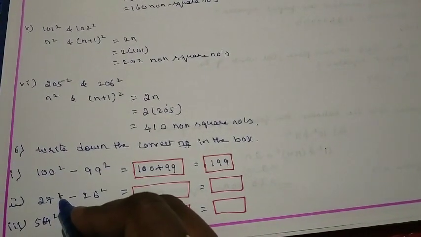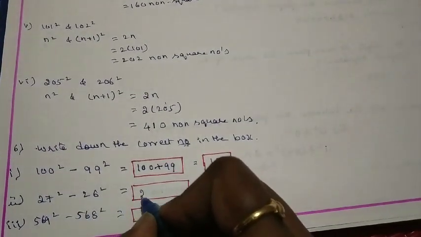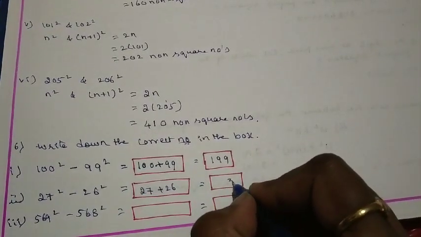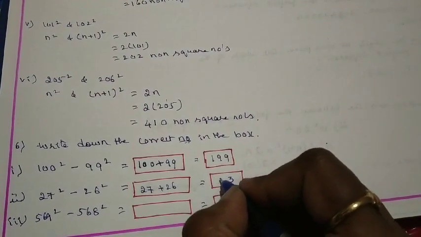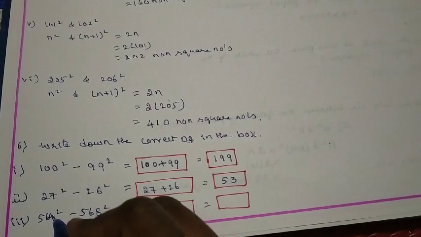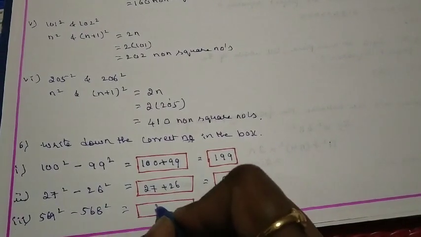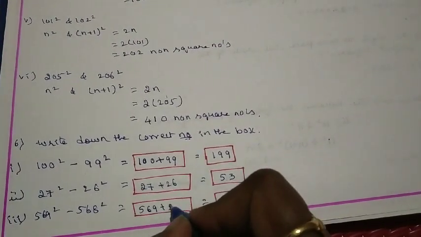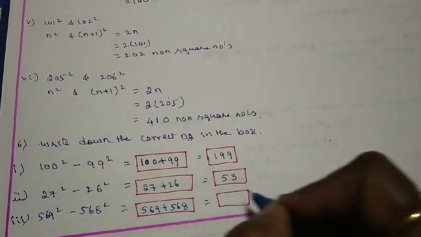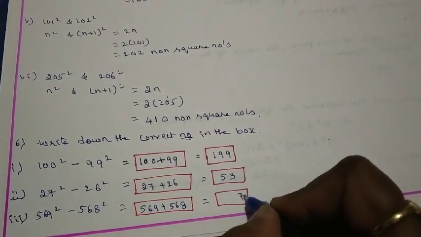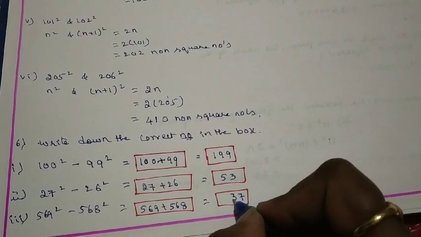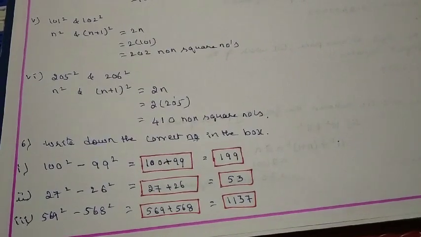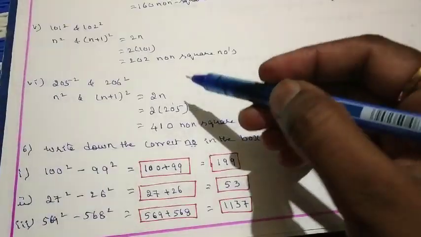The same way, 27 square minus 26 square is nothing but 27 plus 26, that is 6 plus 7 is 13, 2 plus 2 is 4, plus 1 is 5. That is 53. The same way, 569 square minus 568 square is nothing but 569 plus 568. 8 plus 9 is 17, then 6, 12, 13, then 5, 10, 11. So 1137 is the answer.